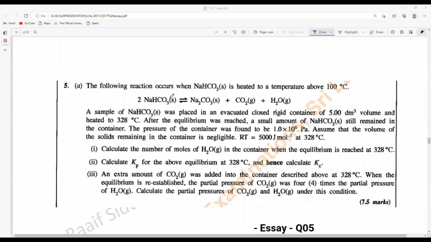The following reaction occurs when sodium bicarbonate is heated. So you know this typical reaction. Sodium bicarbonate will give carbonate, CO2 and water, and this is how we remove temporary hardness in water. Typically hardness is because of this bicarbonate. So this is how we remove it. So you heat it.